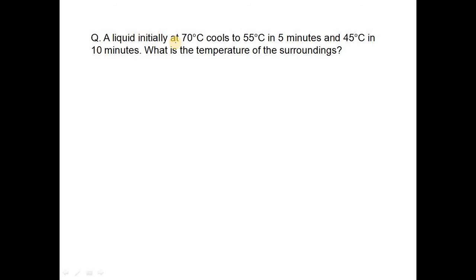A liquid initially at 70 degrees C cools to 55 degrees C in 5 minutes and 45 degrees C in 10 minutes. Remember, from 70 degrees C it is going to 45 degrees C, total time it is taking is 10 minutes. What is the temperature of the surrounding? So let us visualize it. 70 degrees C to 55 degrees C to 45 degrees C.